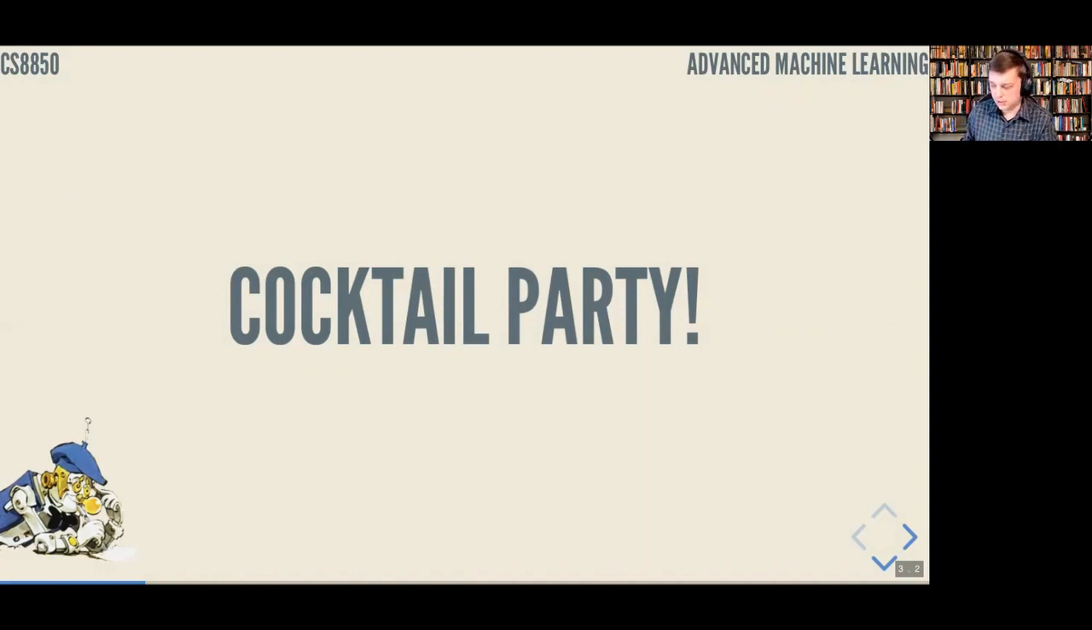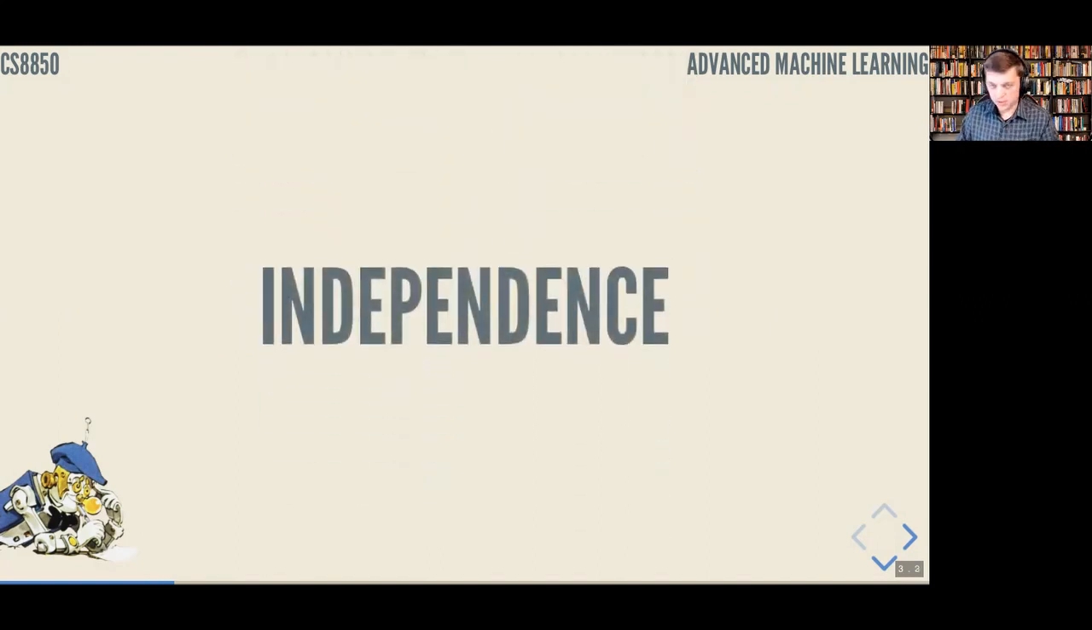But independent component analysis says, let's assume that those speakers are independent from each other. So what does independent mean mathematically?